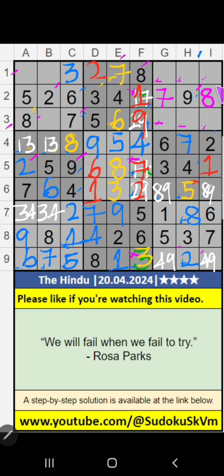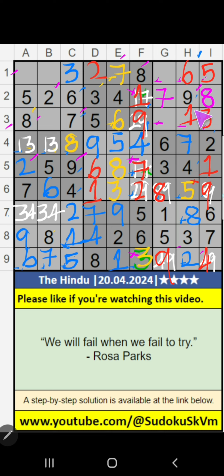Column E, we have 8, so 8 can't come in this cell, 8 is confirmed here. Then 9 is here. Column I, we have 9, so 9 can't come in this cell, 9 is confirmed here. Then 4 is here. Column I, 2 numbers are remaining, 3 and 5, it will come in one of these cells. First row, we have 3, so 3 can't come in this cell, 3 is confirmed here. Then 5 is here. Column H, 2 numbers are remaining, 1 and 6. Third row, we have 6, so 6 can't come in the cell, 6 is confirmed here.